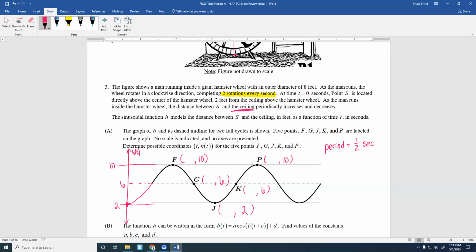But remember, half a second is not our tick marks, right? So you're going to have a tick mark every time you hit, really the t-axis is down here. You're going to have a tick mark every time you're at a minimum. So right here's 0. Then you're going to have a tick mark here at the midline, a tick mark here at F, a tick mark when you go back to midline, at J, at K, and at P. Right? So from maximum to maximum or minimum to minimum, we've got a distance of 1/2.